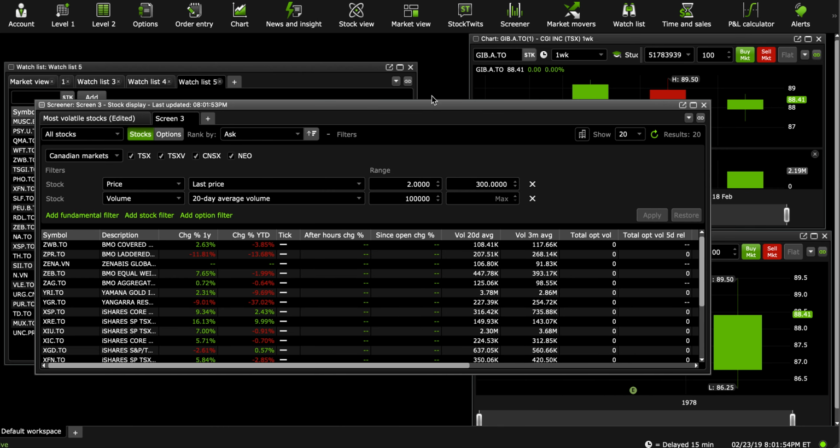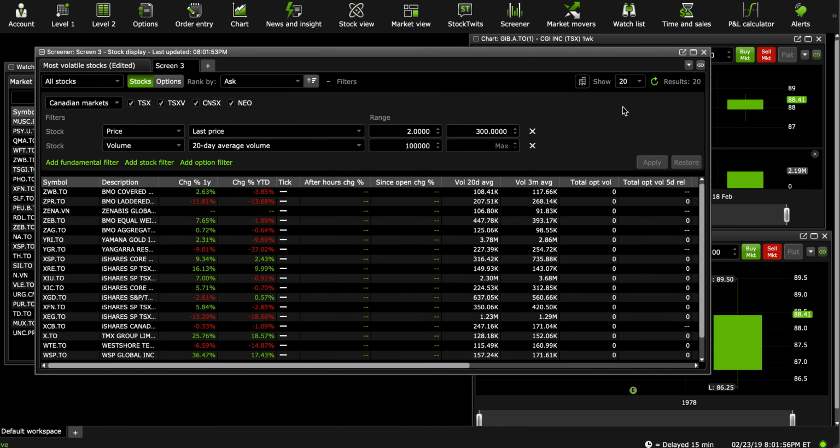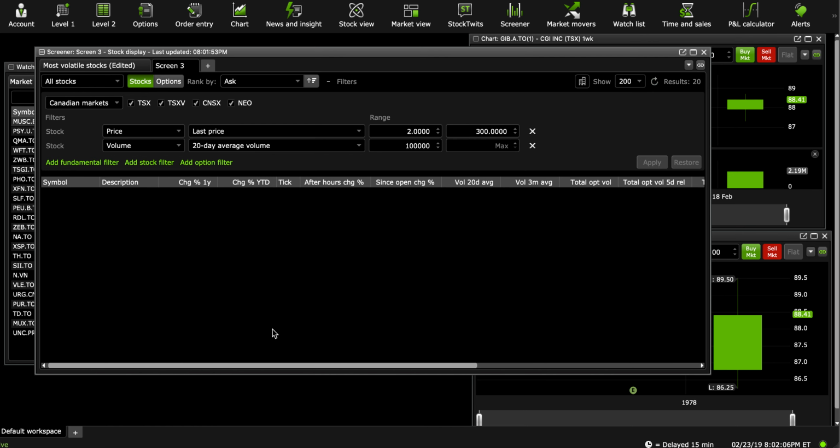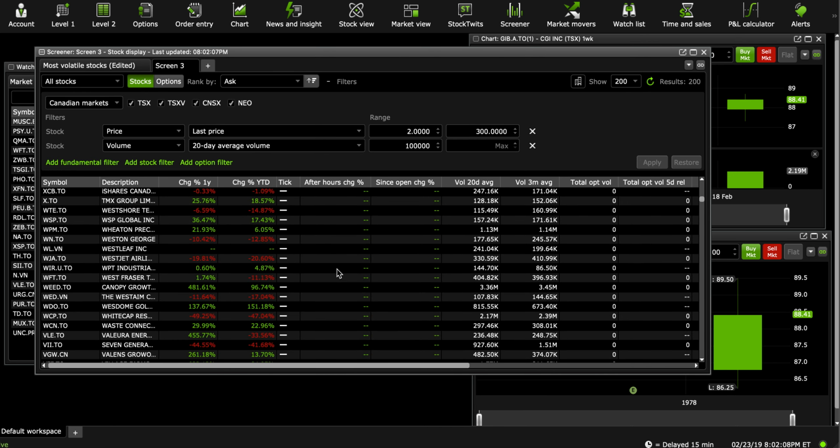Hit apply. One thing you will notice is that you only see 20 names, and you wonder how come there are only 20 names. The thing is, you can use the drop down, choose last 200 names, and apply, and boom, all of these names show up.